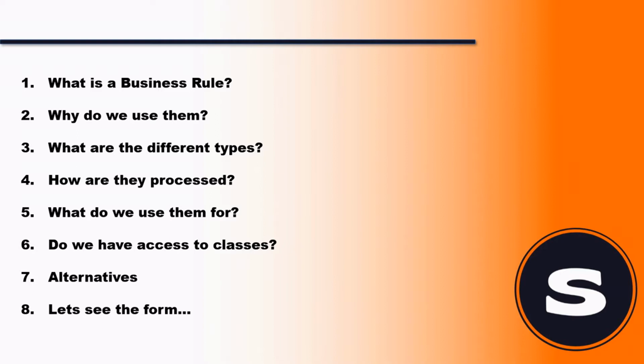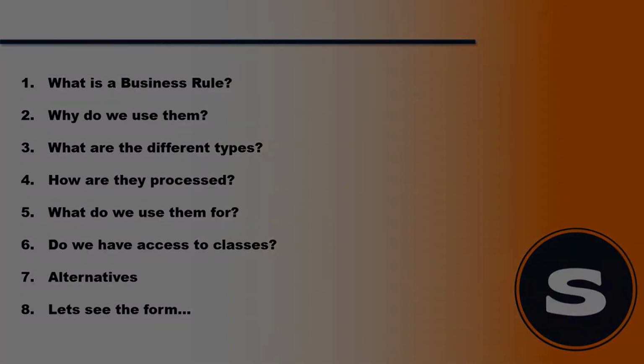So in this video, we're going to look at what a business rule is. We're going to look at why we use them. What are the different types of business rules? How are they processed? What do we use them for? Can we access classes? What are those classes? And are there any alternatives to business rules? If you know any alternatives right now, drop them in the comments. Let's see if you're right. And then we're going to have a sneaky look at the form.